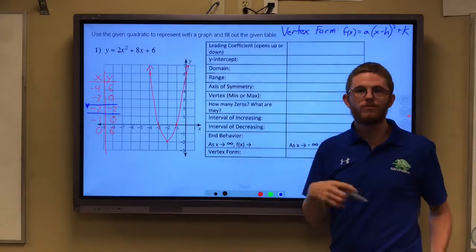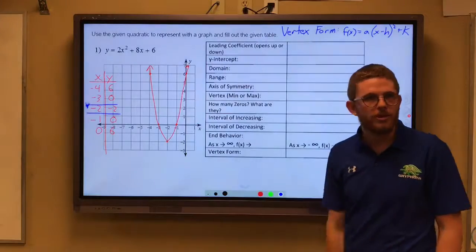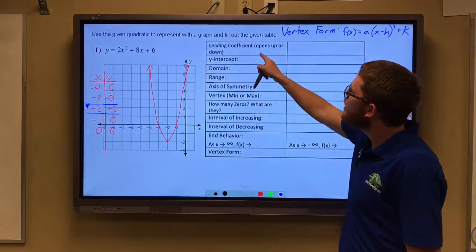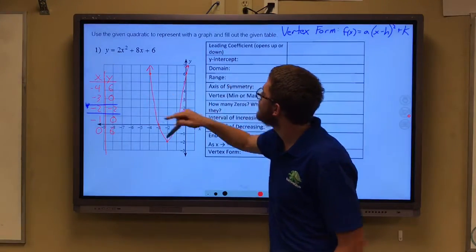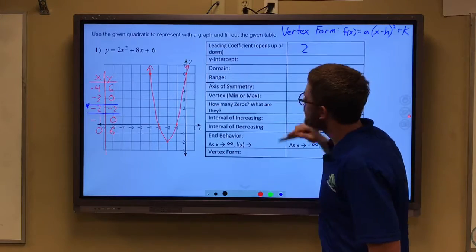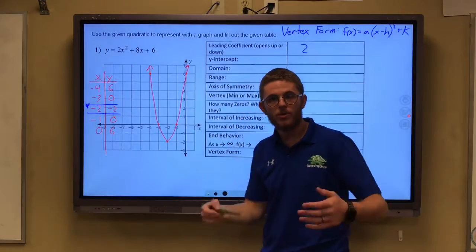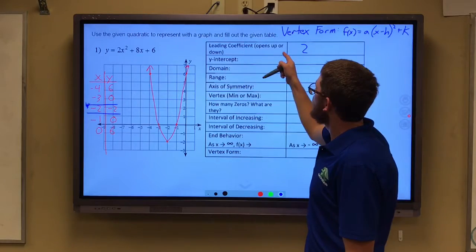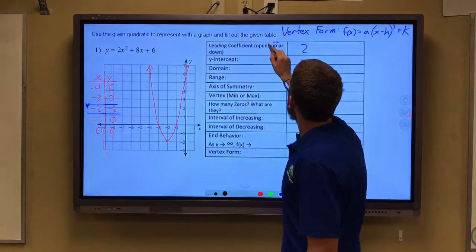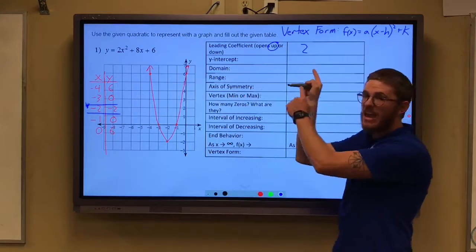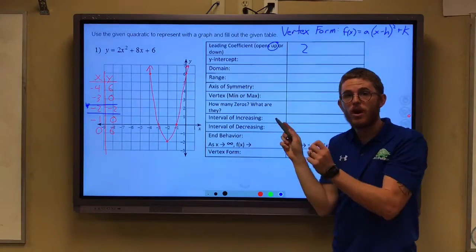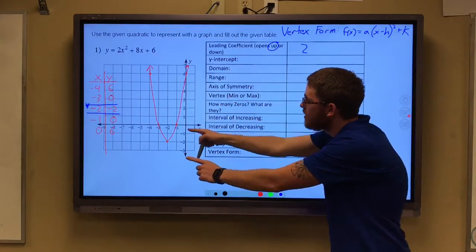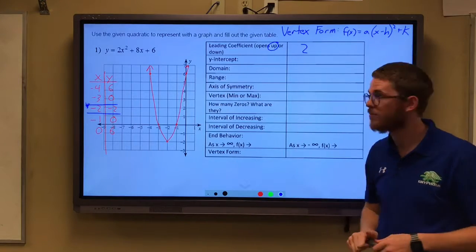So we're just going to go through some things. I'll try to explain as we go. So first of all, our leading coefficient. The leading coefficient is 2. The leading coefficient of our polynomial here is 2. That is our a value. And, well, is this going to open up or down? It's going to open up. We know because our a value, our leading coefficient, was positive, it opens up, and we can see that is what happened on our graph.